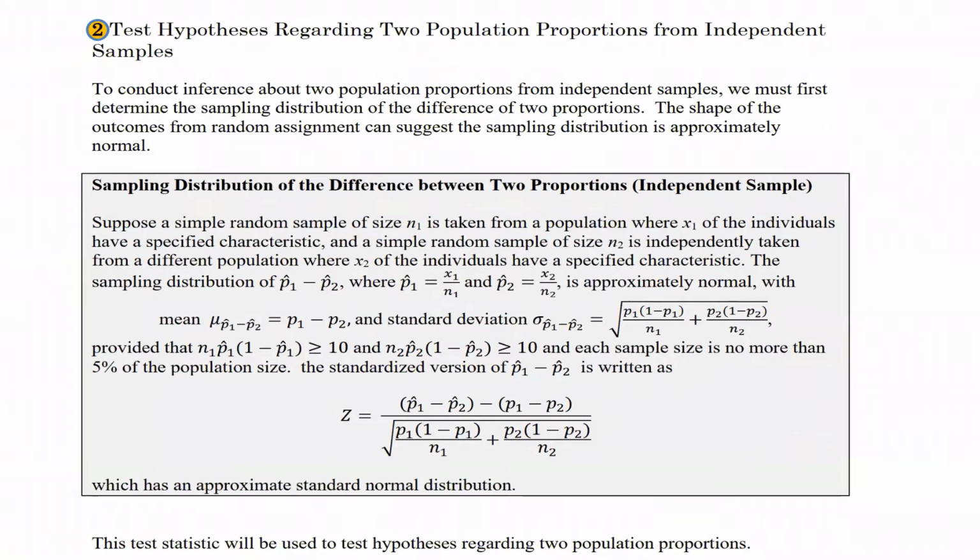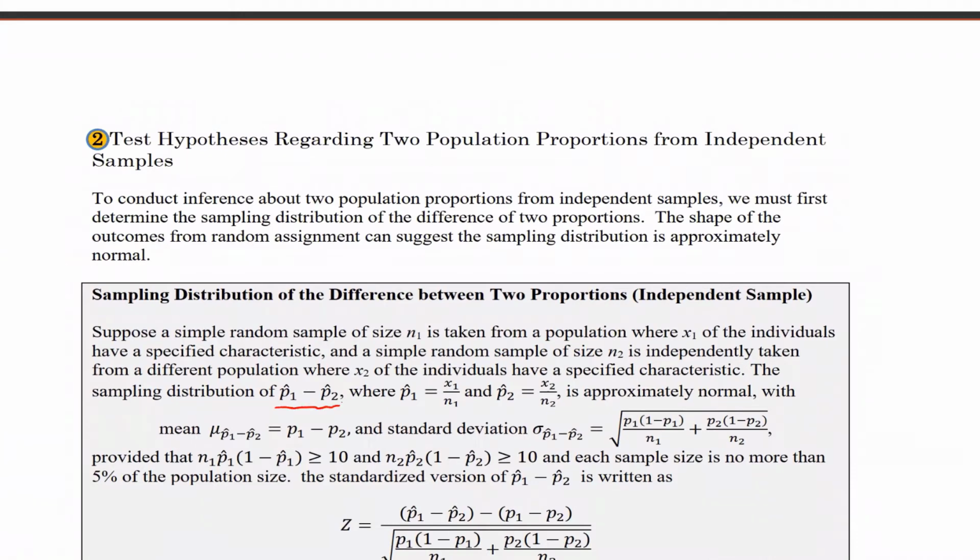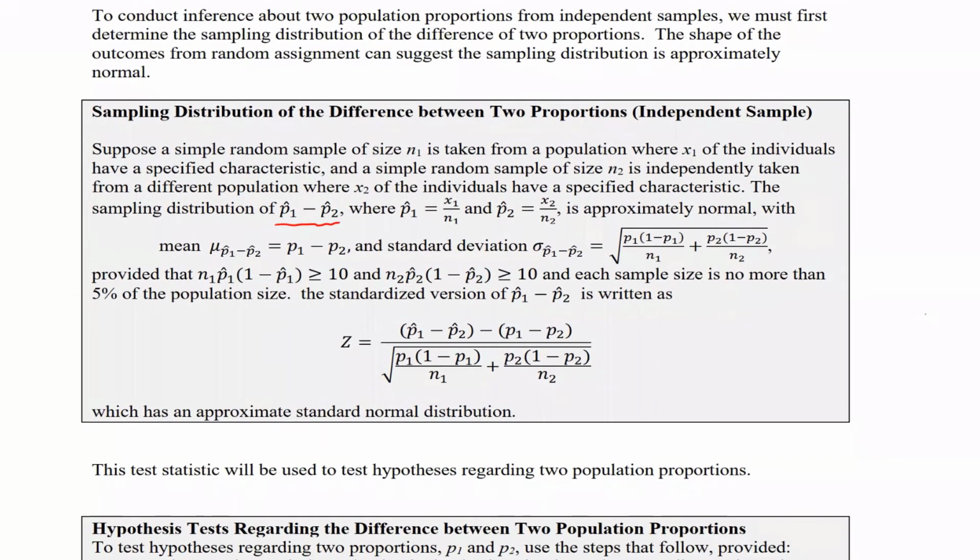Suppose a simple random sample of size N1 is taken from a population where X1 of the individuals have a specified characteristic, and a simple random sample of size N2 is independently taken from a different population where X2 of the individuals have a specified characteristic. The sampling distribution of P hat 1 minus P hat 2, where P hat 1 is X1 over N1, P hat 2 is X2 over N2, is going to be approximately normal, where the mean is P1 minus P2, and the standard deviation is this mess right here.